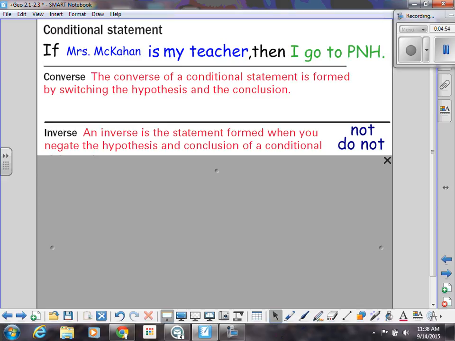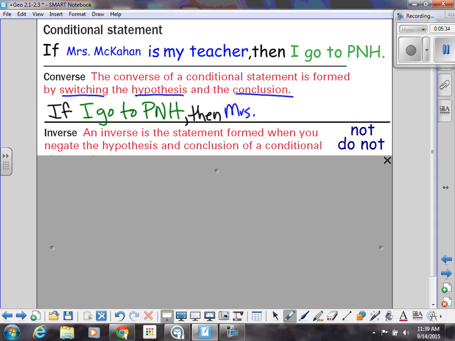Yes? Okay. So the converse, this happens when we switch the hypothesis and the conclusion. So when I write the converse of that statement, I'm going to say if, what would come first? I switch the hypothesis and the conclusion, what would come first? If I go to P&H, then Mrs. McCahan is my teacher.